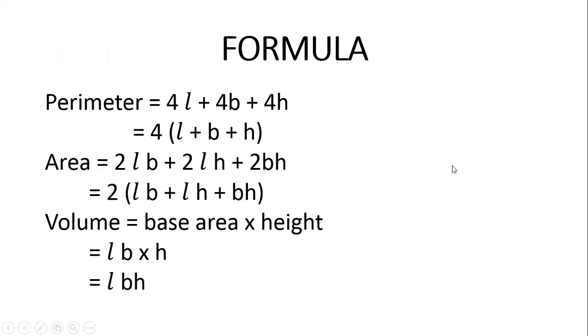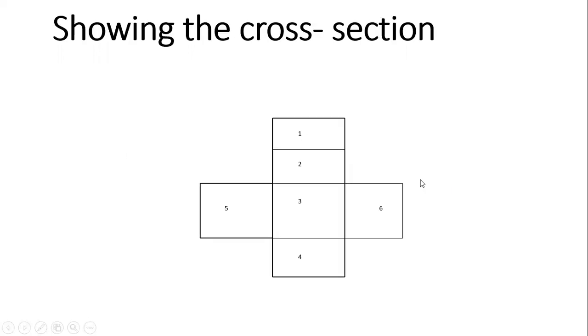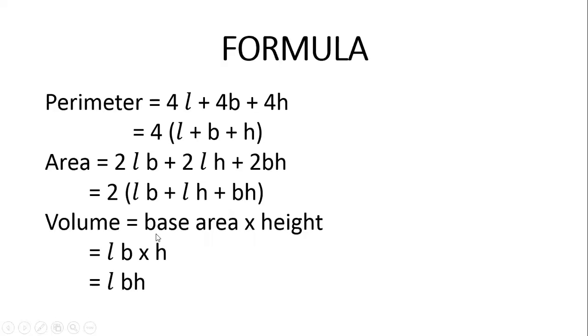Same way for the area, like we did earlier. Since you have 2 length and breadth, so it will be length times breadth, 2 of it, then length times height, 2 of it, then breadth times height, 2 of it. So that's how we got the area. 2 of it having the length and breadth, 2 having the length and height, 2 having the breadth and height. So when you factorize, you have the area of your cuboid to be 2 into bracket LB plus LH plus BH.